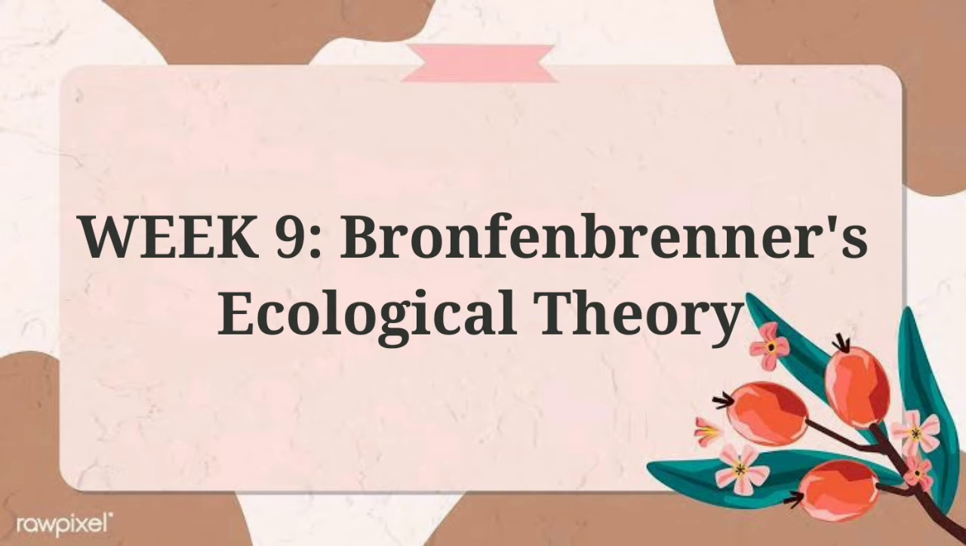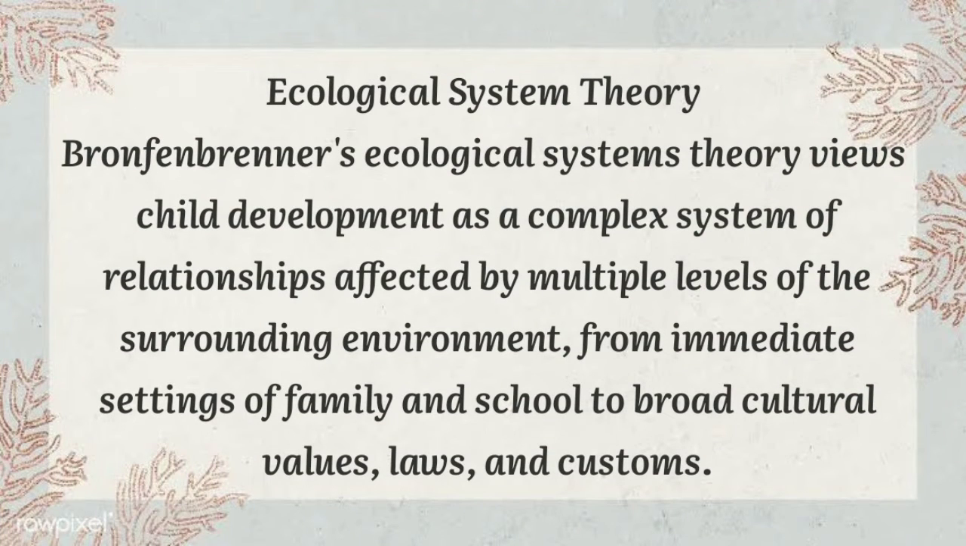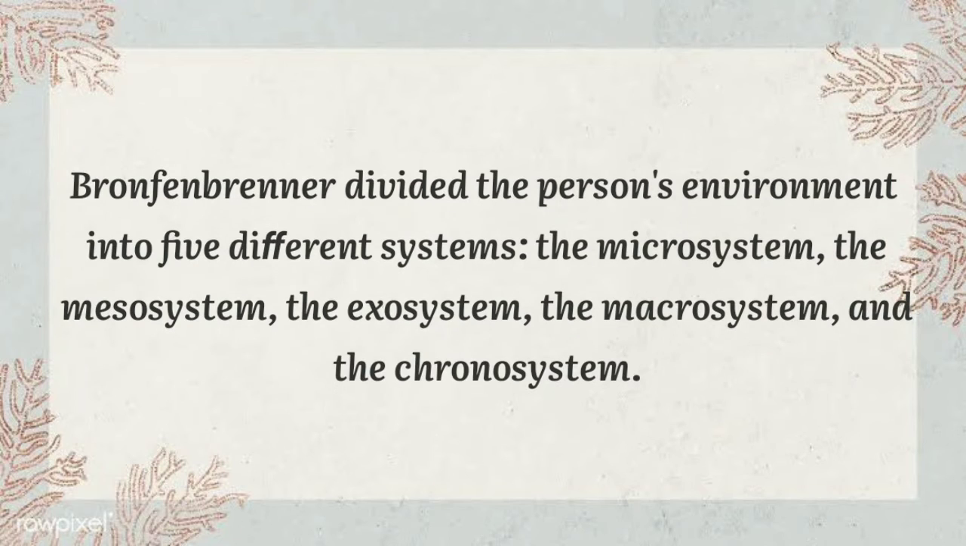Week 9, Bronfenbrenner's Ecological Theory. Bronfenbrenner's ecological systems theory views child development as a complex system of relationships affected by multiple levels of the surrounding environment, from immediate settings of family and schools to broad cultural values, laws, and customs. Bronfenbrenner divided the person's environment into 5 different systems: the microsystem, the mesosystem, the exosystem, the macrosystem, and the chronosystem.